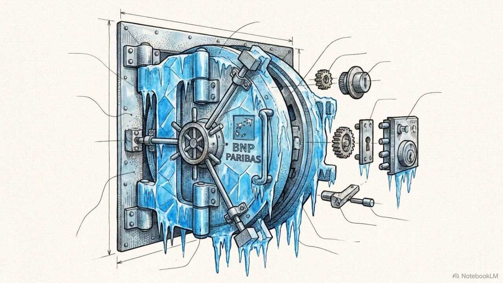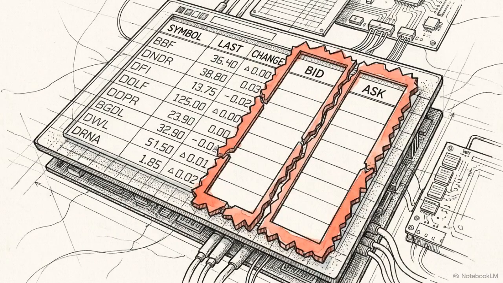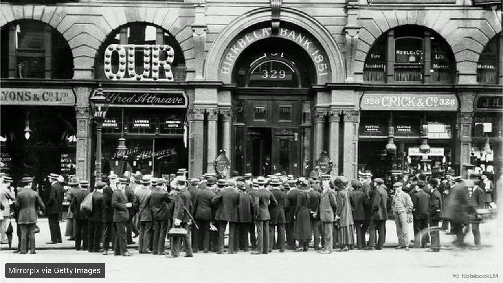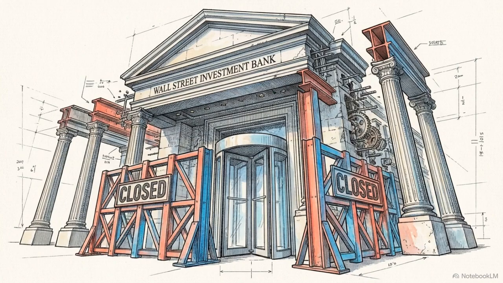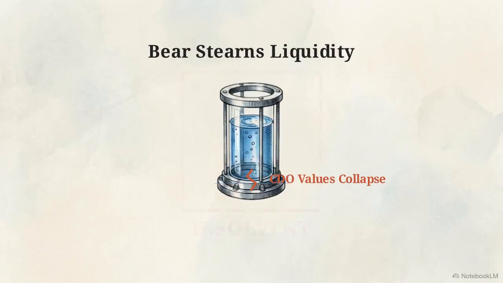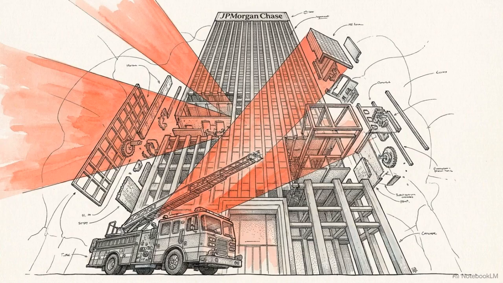By March 2008, collapsing CDO values destroyed Bear Stearns' liquidity. The Federal Reserve was forced to backstop an emergency fire sale of the firm to JPMorgan Chase. The true climax arrived in September 2008. Lehman Brothers filed for Chapter 11. With $639 billion in assets, it was the largest bankruptcy in U.S. corporate history. The domino effect across the market was immediate.